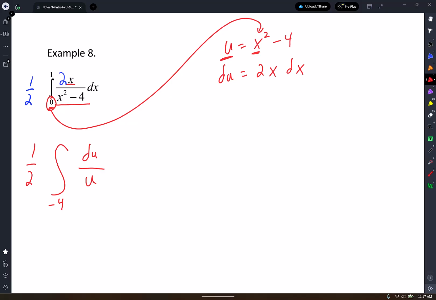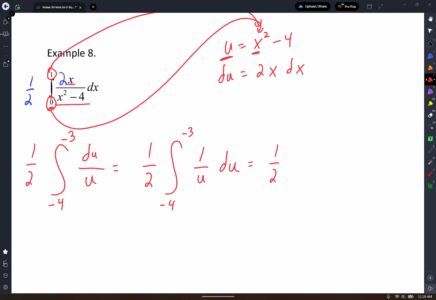I understand it now. When x is 1, what do you get for u? Negative 3. 1 squared is 1, 1 minus 4 is negative 3. Are we still okay? All right, so here we go. I'm going to rewrite it: 1/2 integral from negative 4 to negative 3 of 1 over u du. Are we still okay? Okay.